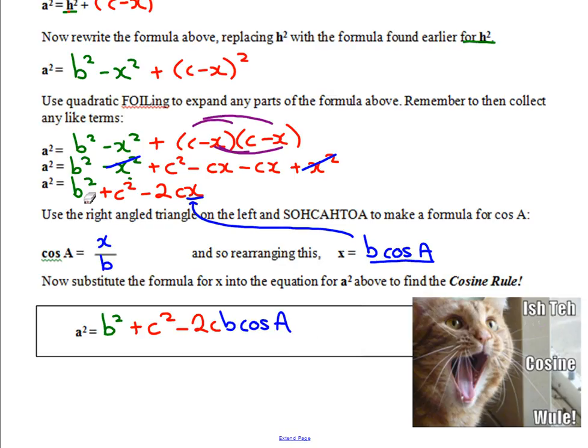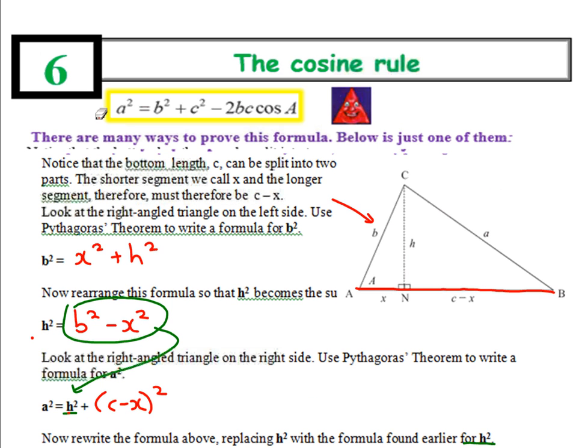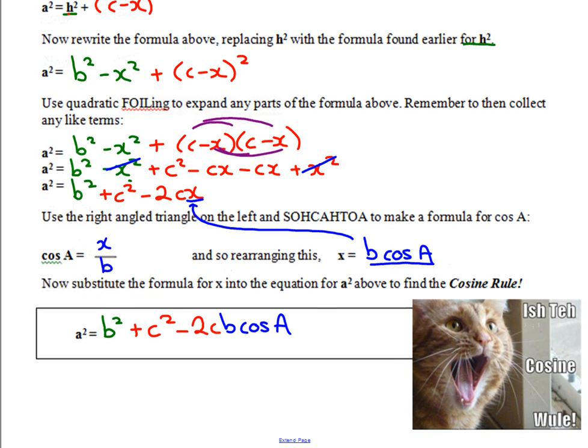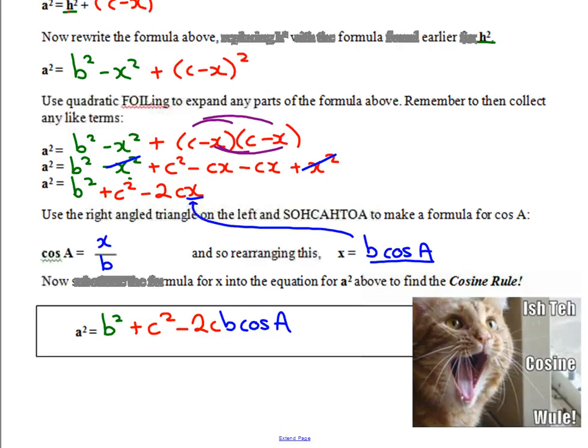So notice we've just written b squared plus c squared minus 2c, but we've replaced the x with b cos of A. Looking at the cosine rule at the top, it's pretty much this, but it's b squared plus c squared minus 2bc cos A, showing you above. B squared plus c squared minus 2bc cos A. So we've just proven this cosine rule using a bit of Pythagoras and a bit of SOHCAHTOA. So now let's go on to applying this cosine rule.